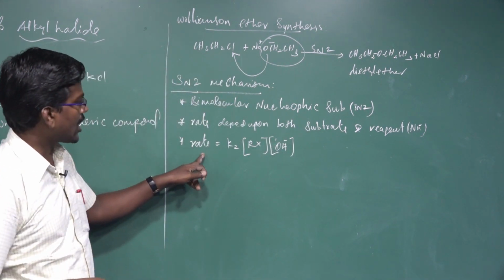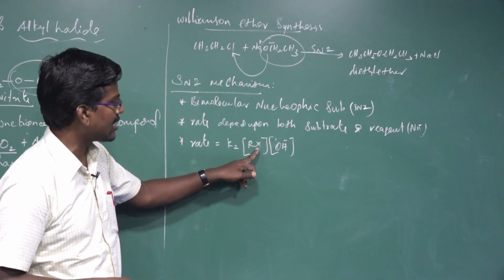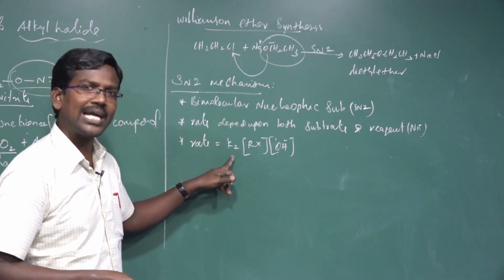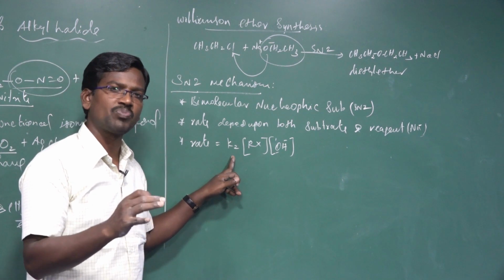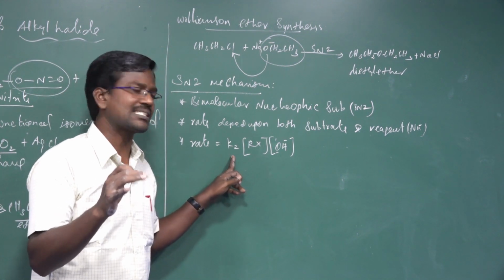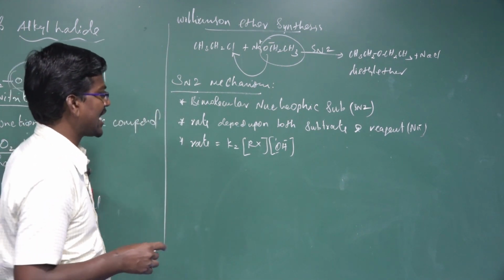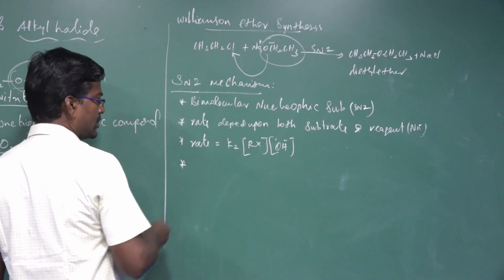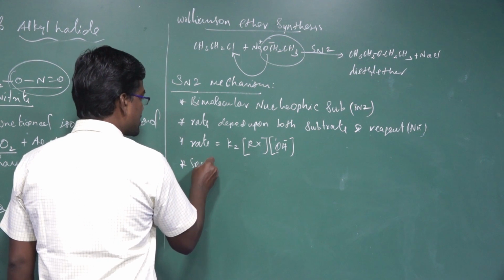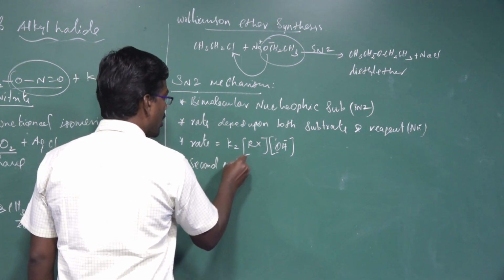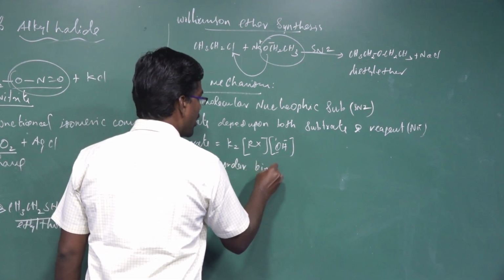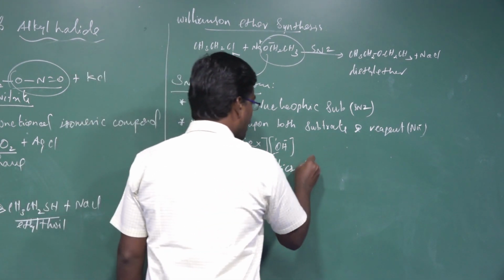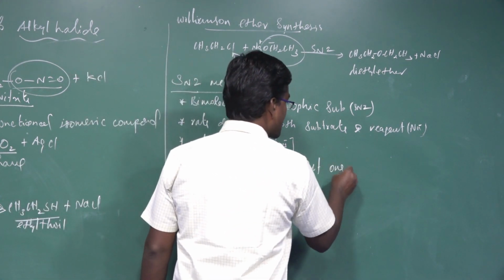The rate of the reaction depends upon both the concentration of alkyl halide, that is the substrate, and the reagent, that is the nucleophile, where K2 is the second order kinetics constant. In SN2 reactions, all are second order kinetics. But it is a one step process, which is important.